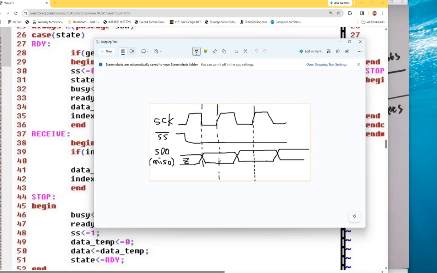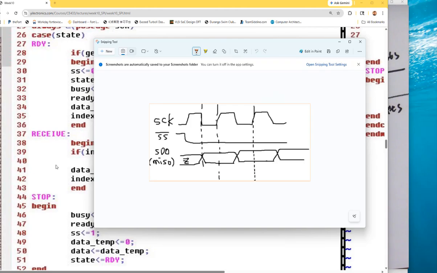Yeah, the rising edge samples in the middle, right? Why does it look like it's in the middle of the data? Because the next falling edge just updated, right? So the rising edge is right in the middle of the two falling edges. The falling edges will update the data, so that's why the rising edge in the middle will sample the data in the middle. Since the falling edge will change it, right? That answers one of the questions, I hope.